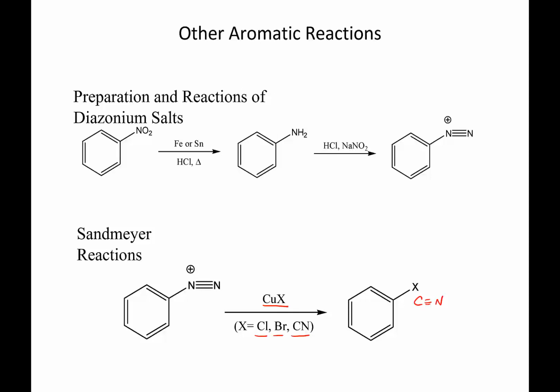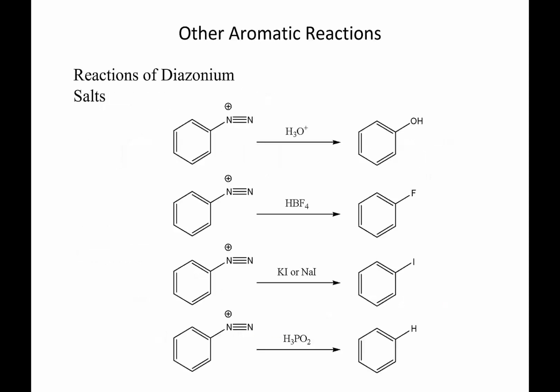So that's one method, and now we've got group number 8 on the ring. But we can also do lots of other things with diazonium salts. If you take the diazonium salt and you treat it with acid and water, you get the phenol. So that's how we can add the OH group to the ring.